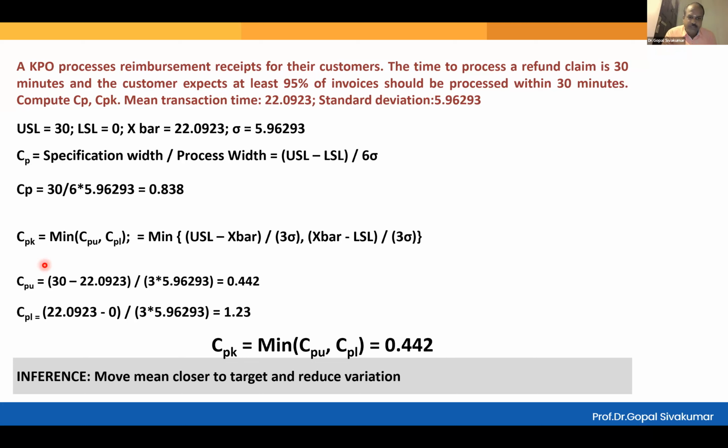So now I calculate CPK. My CPK is 0.442, which means my process is shifted to the right side. Please note, always CPK will be lower than CP. So CPK is 0.442, clearly telling me the process is not capable. CP is telling me the process is not consistent. That means we are running a process in the very worst condition. It's not capable as well as it's not consistent.